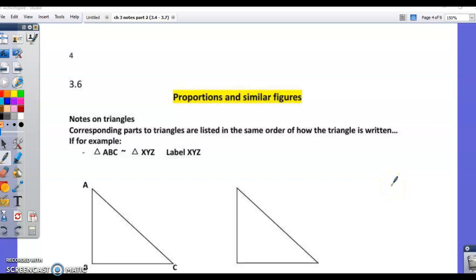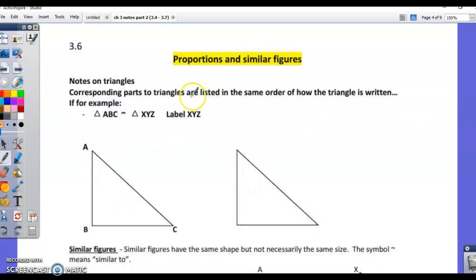All right, so for this section, we're dealing with proportions and similar figures. Once you get the setup, it's just like solving for proportions with our cross multiplication, but the setup is what is important for this section. The first part we're going to talk about is how to set up triangles and setting up similar triangles.